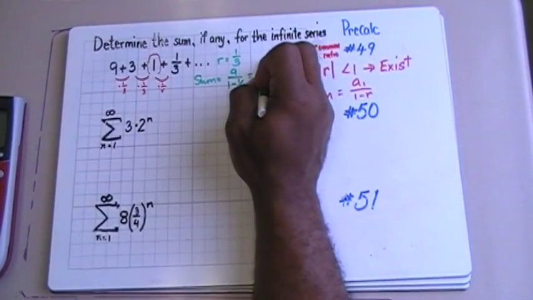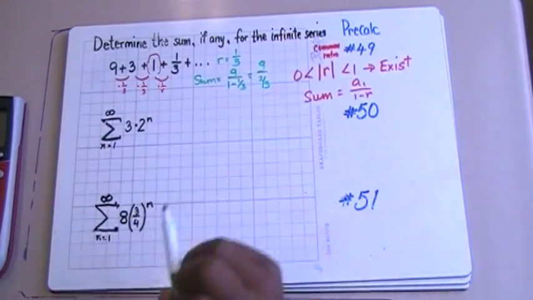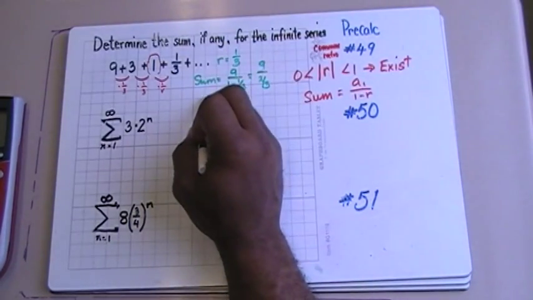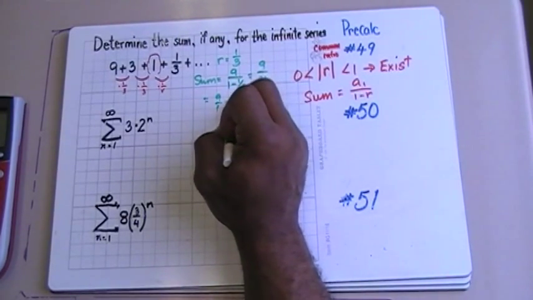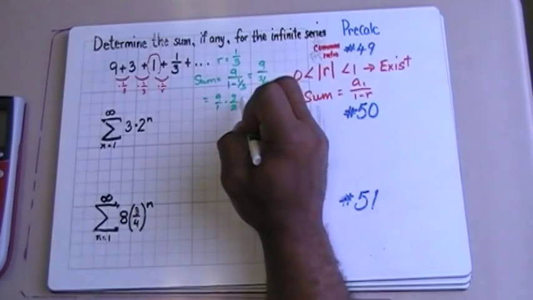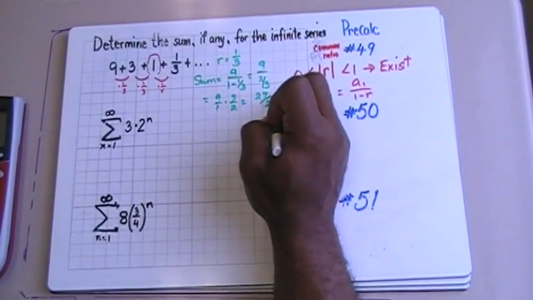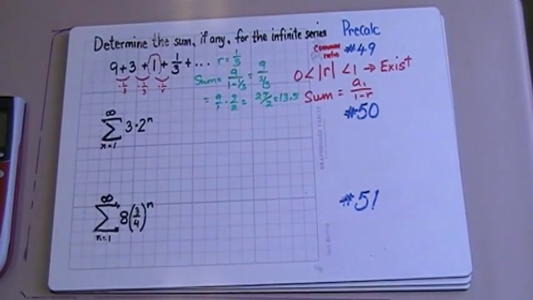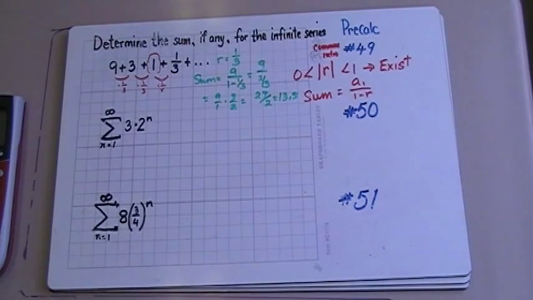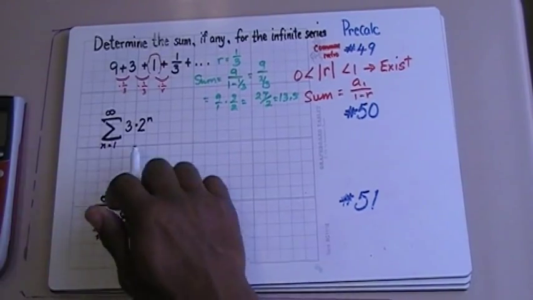That gives us 9 over 2/3. And that is equal to 9 over 1 times 3 halves. I don't know how you guys do that, but that's how I do it. 27 over 2, which is 13.5. All right, how we doing? Hope we're okay. That was my 49. Yes. Now let's look at the next one.